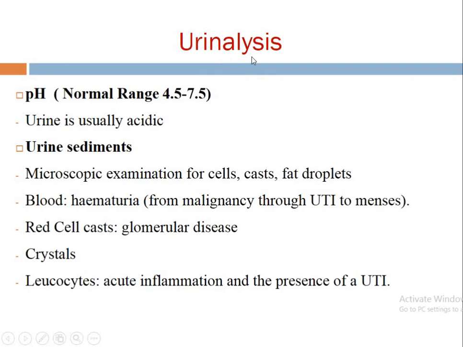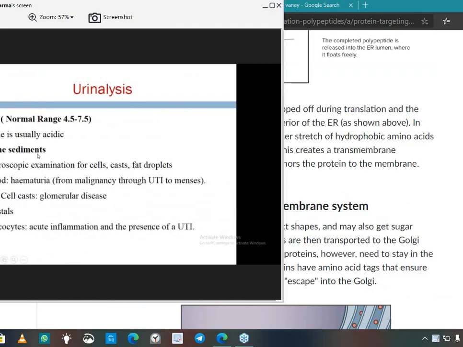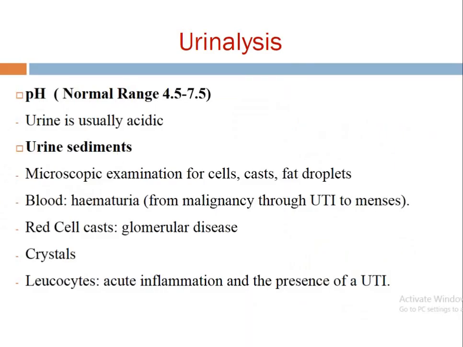So when we do the urine analysis, we do analysis of the pH also. The normal pH range is 4.5 to 7.5. Urine is acidic in nature. The urine sediments, what are the sediments that can be seen? Microscopic examination of cells, casts, and crystals.